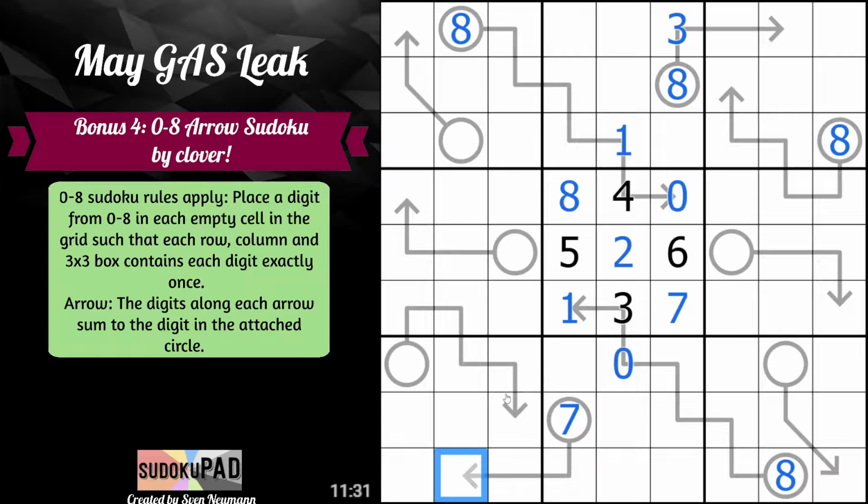could this have the 0? 1, 2, 3. This could be 1, 2, 3, 0, 2 to make 8. So that leaves us with 0, 4 here, and that gives us that this has to be 3. So that makes sense. This is 3.